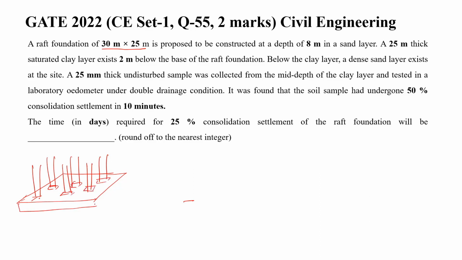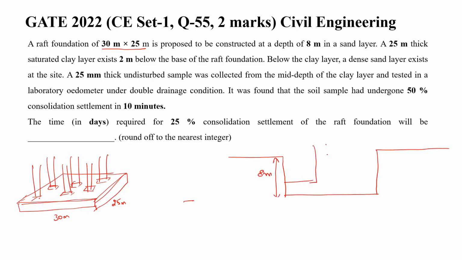Okay, so this foundation is raft foundation, this one, so this is the width or this is the length, like that. So anyway, let us say this is 30, this is 25, this is rough information anyway in terms of diagram. So this is proposed to be constructed at a depth of 8 meter in a sand layer. So what do I do? First, for your understanding, I will draw. Okay, like this. So it is to be constructed at a depth of 8 meter. So this is 8 meter, it should be constructed at this depth.